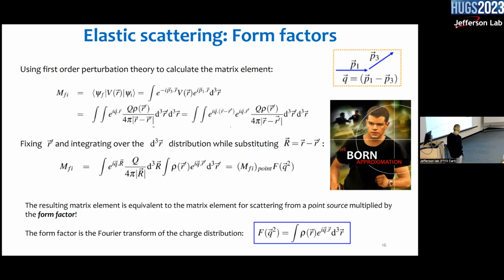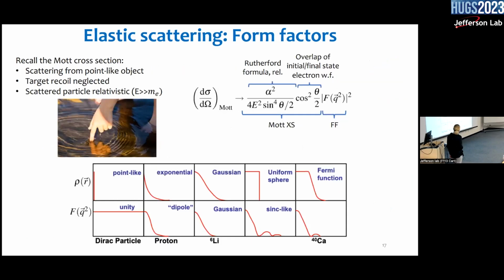Okay, and so this is really useful because the form factor basically then contains all of the information of this distribution of charge in this extended object. And so, it's just the Fourier transform of the charge distribution as shown down here. Okay, so we didn't talk about it yet, but if you recall that the Mott cross-section is sort of like just scattering from a point-like object, right? It doesn't have any information about this being an extended object or anything. We ignore target recoil, and it's relativistic. Okay, so then we can rewrite the cross-section in terms of the Mott cross-section multiplied times this form factor, okay?